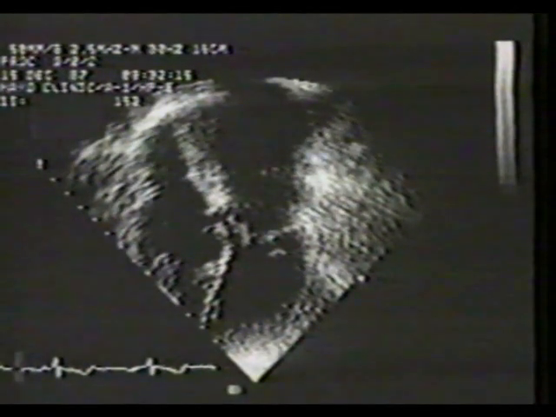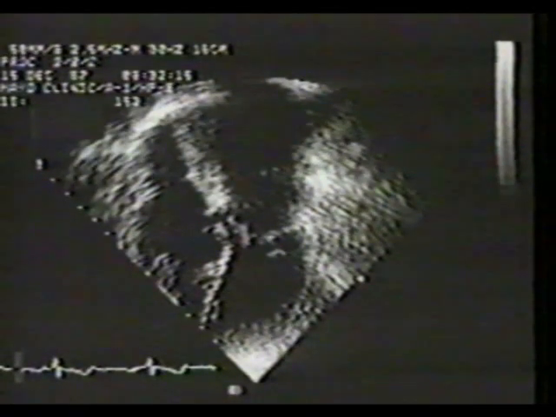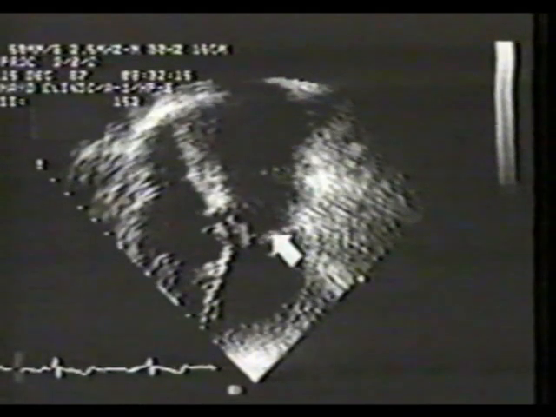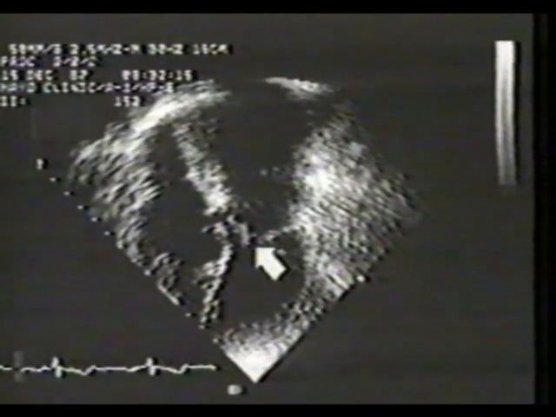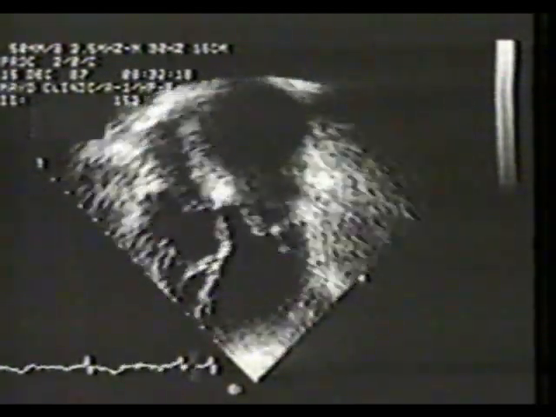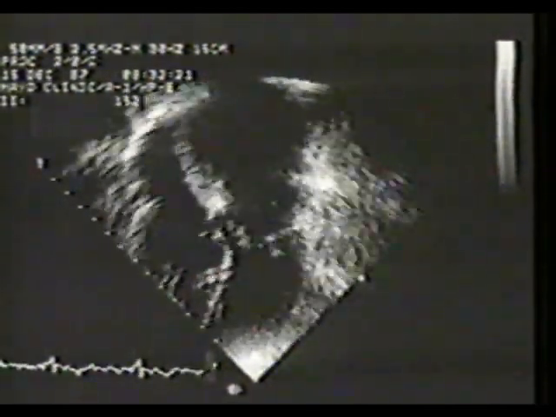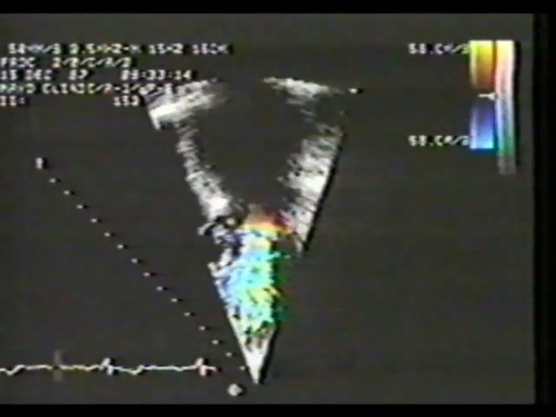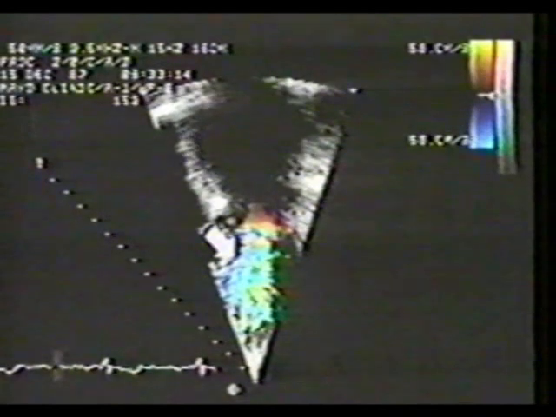This is a 4-chamber view with the apex down. Note the marked left atrial enlargement. The mitral leaflets are thickened with reduced separation. This is the jet of mitral stenosis.